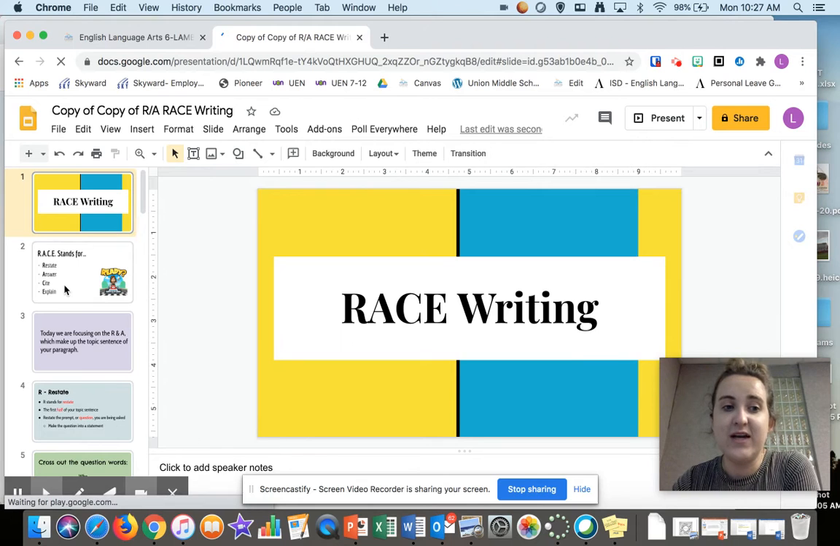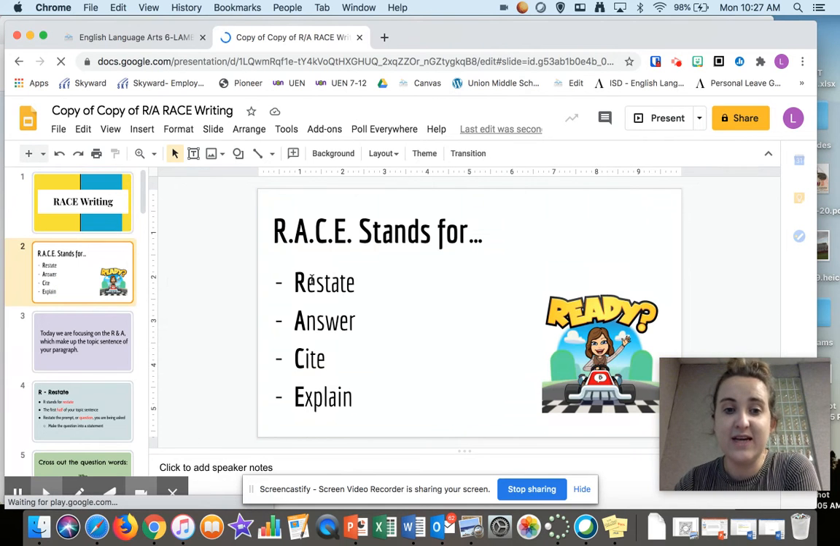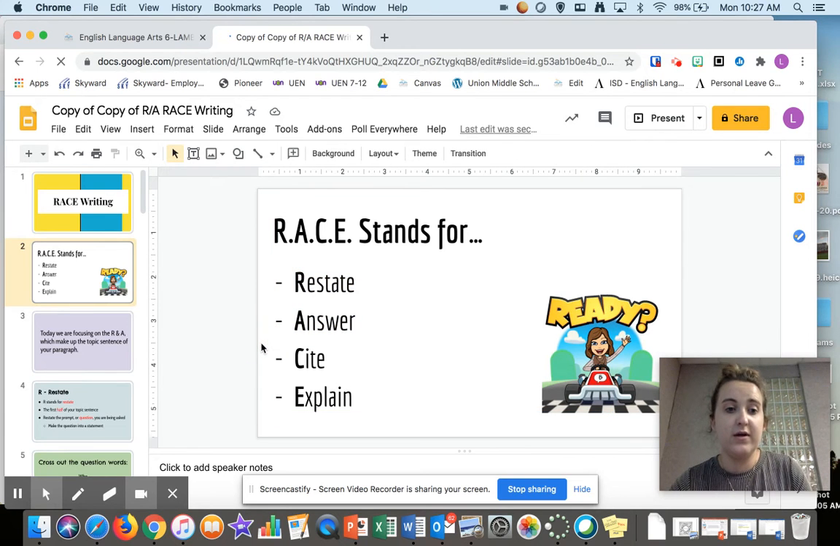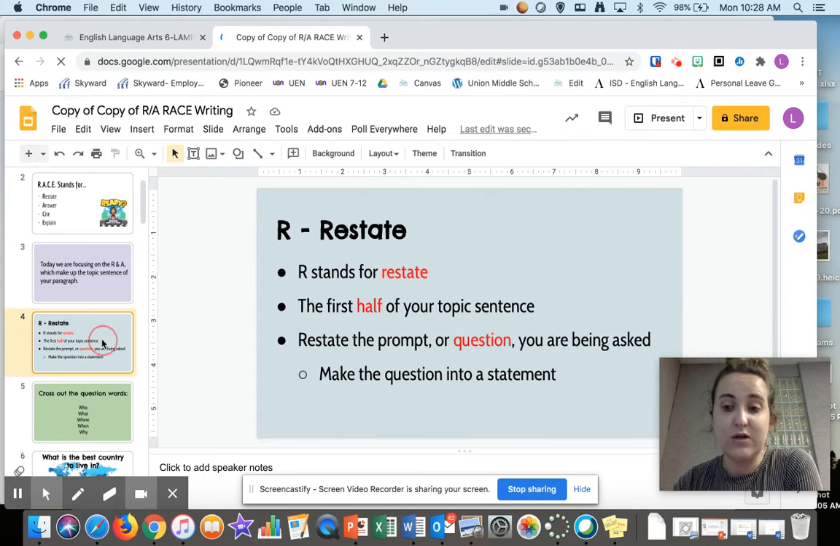So you can see that RACE stands for restate, answer, cite, and explain. This is how you write a paragraph. Your first sentence is a restate and answer. Your next sentence is a cite, and your last sentence is an explain. So that's what you're going to be focusing on today. So first you're going to learn what is restate. Well, R stands for restate, the first half, and question.